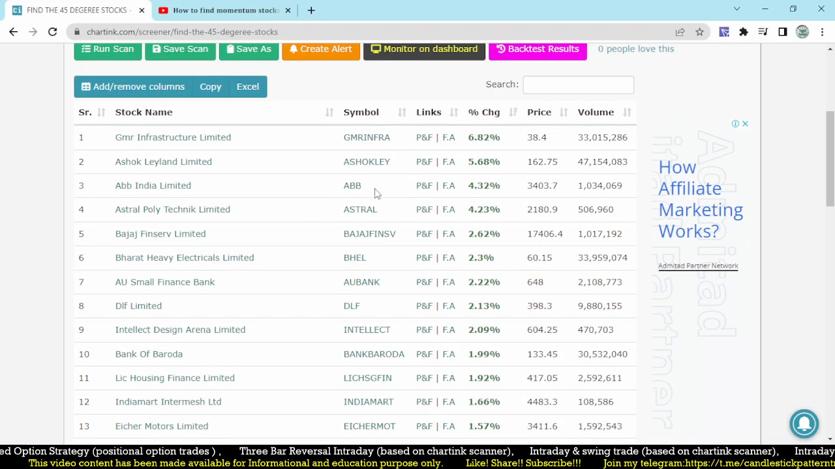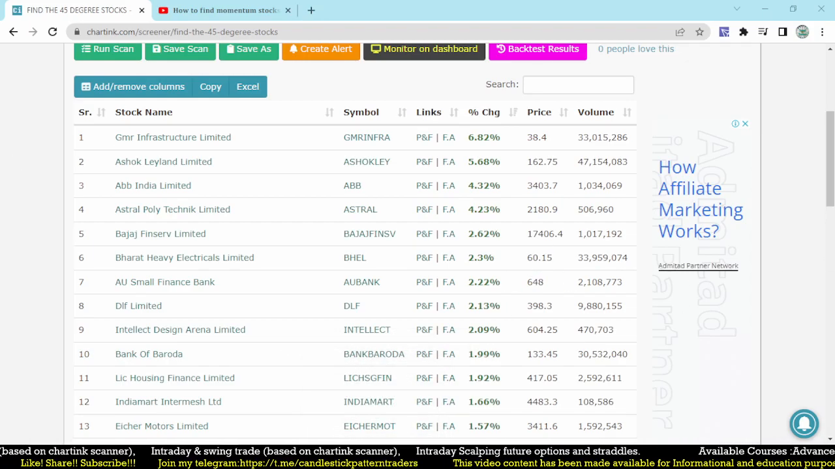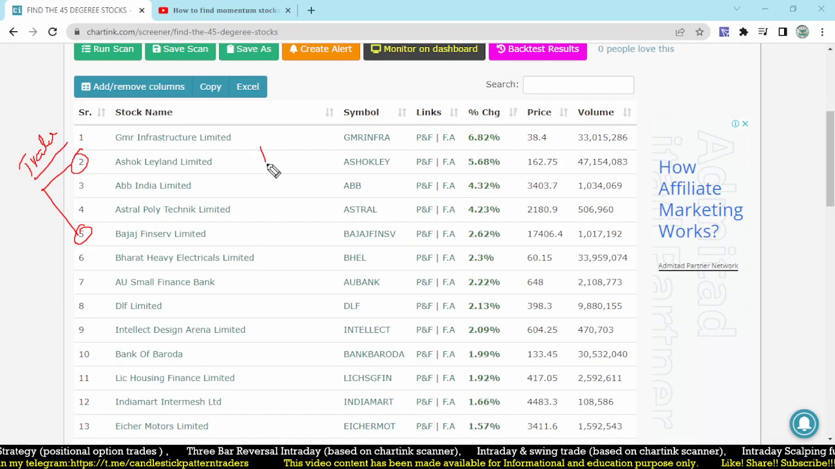So today's trade, which I have done in 2 stocks. How many of you are following these stocks? In the last video I had taken a screenshot. On that screenshot I found two stocks, Ashok Leyland and Bajaj Finserv Limited. These are the two stocks I traded intraday today, and I booked around a 10k profit on these two stocks alone.